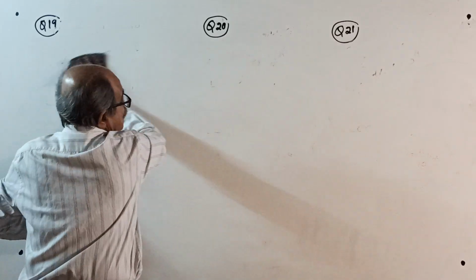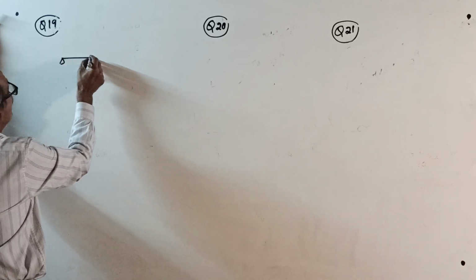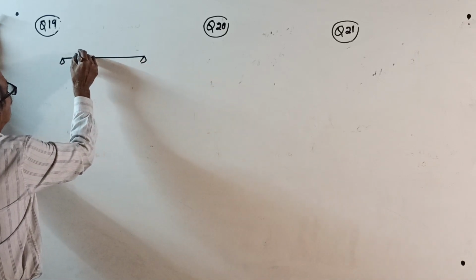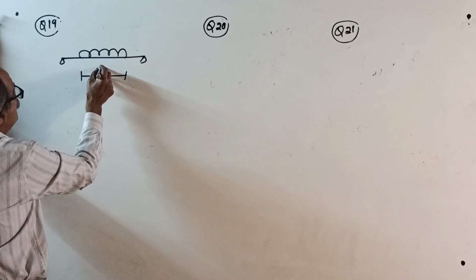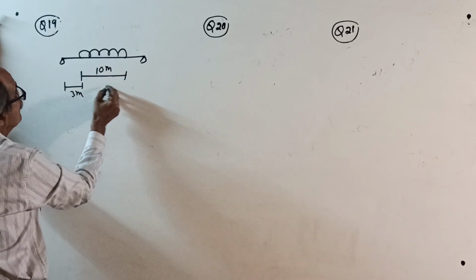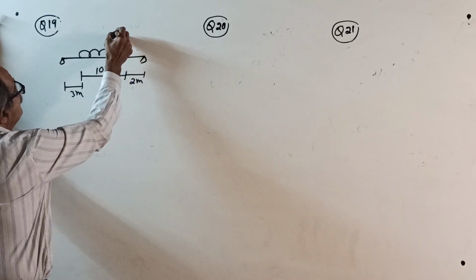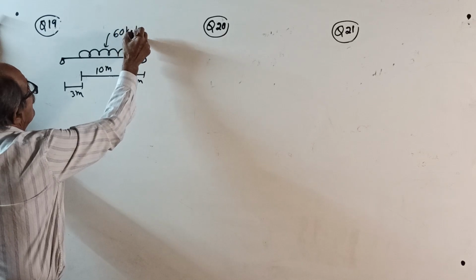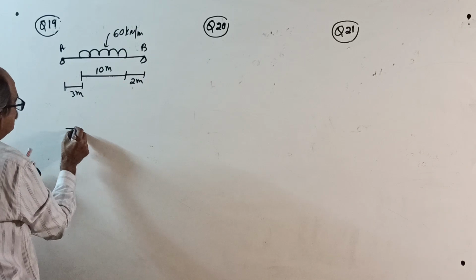Now, one numerical for partial UDL. 10 meter, 3 meter, 2 meter. Okay. Load is 60 kilonewton per meter. AB. Answer.